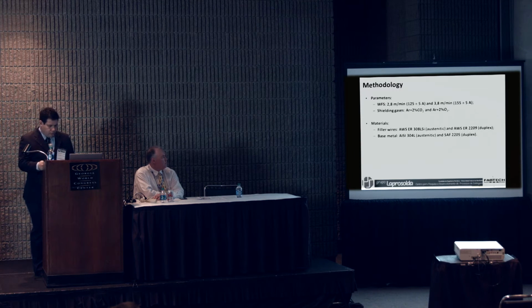Okay, this was done with two wire feed speeds, 2.8 meters per minute and 3.8 meters per minute, and two shielding gases, argon with 2% CO2 and argon with 2% O2. Materials, filler wires: standard austenitic 308 and 2209 for duplex wire. For base material, again the pretty standard materials, 304 for austenitic and 2205 for duplex.